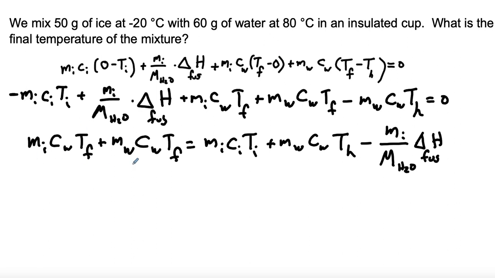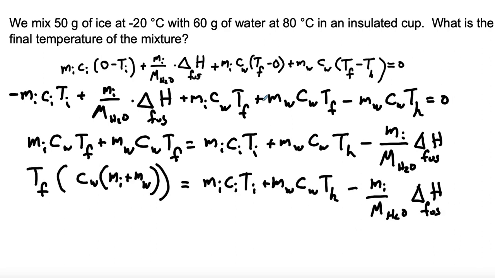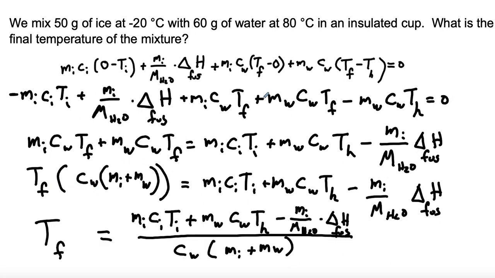Okay, so we've kept the terms that include the unknown T final on the left-hand side. We've got everything else on the right. So we can see that if we just take this part here and divide both sides by it, we'll have solved for T final. We have our algebraic solution. Let's examine it to see if it makes any sense.